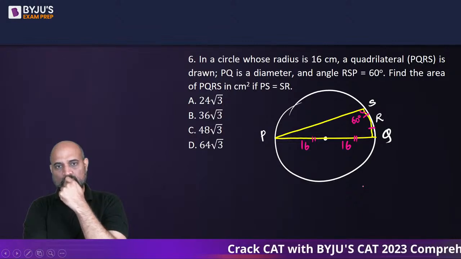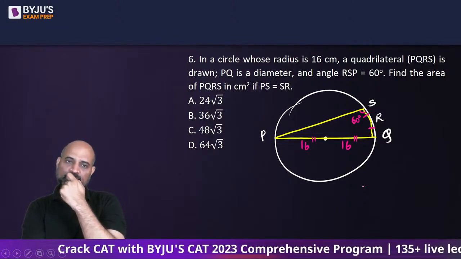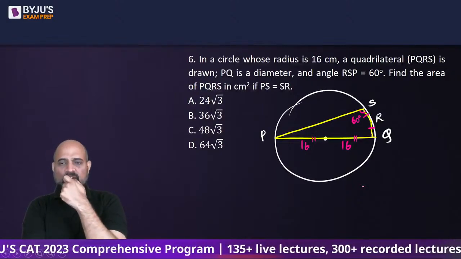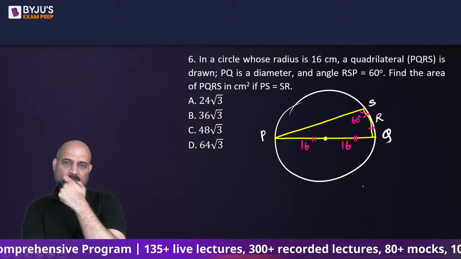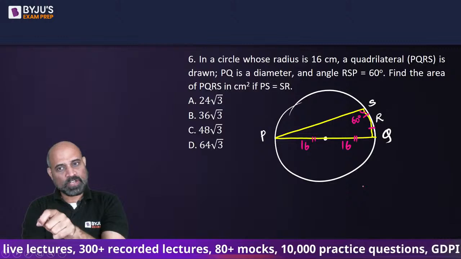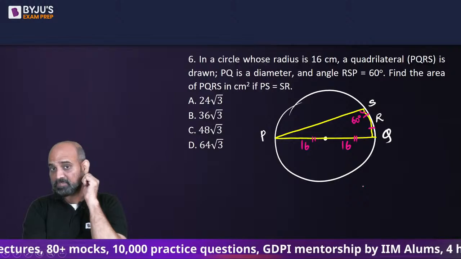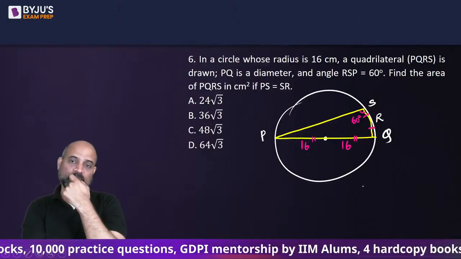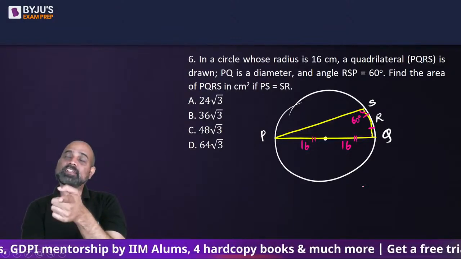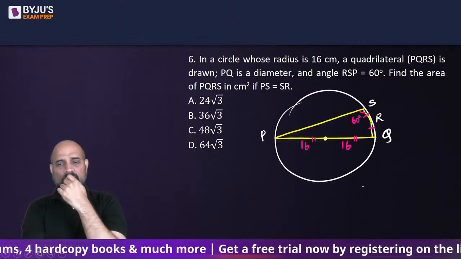Options are quite far, right? If I ignore root 3, one is 24, another is 36, another is 40, and another is 64, right? So can we do approximation and get the answer? See, if this figure is kind of accurate, which it is not, because RSP looks more like 90 degrees than 60 degrees. So actually it's going to be more close. So instead of 60 degrees, if I convert into a 90 degrees at S, can we say it will look like a right angle triangle where the hypotenuse is 32?